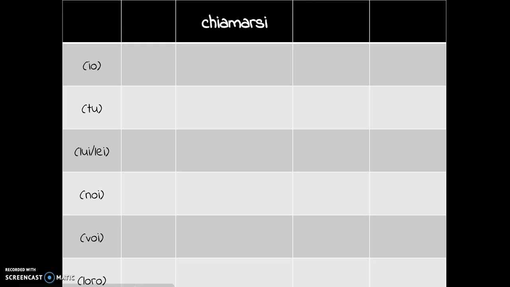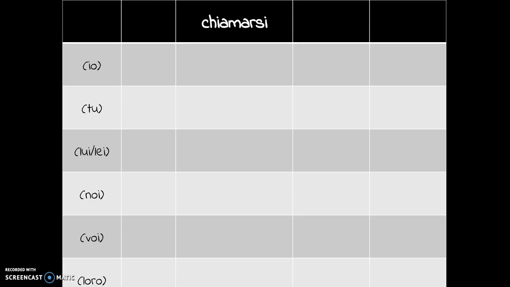So how do we tell if a verb is reflexive? Reflexive verbs always end in si in the infinitive form. The verb chiamarsi is a good example to start with. It means to call oneself or to be called. And this is probably one of the first verbs you ever learned in Italian, only you weren't aware of the fact that it was a reflexive verb.